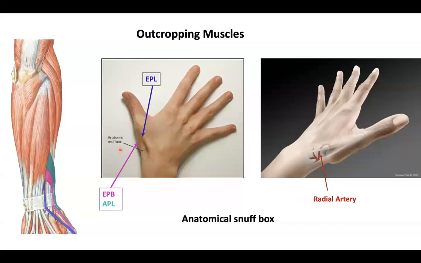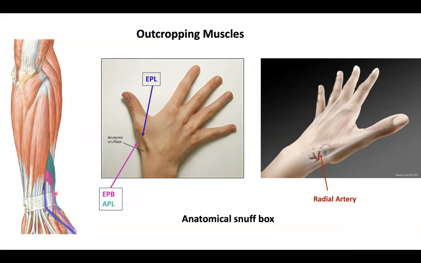And when we fully extend our thumb, there will be a depression at the base of the thumb. And this depression is known as anatomical snuff box, or is known as radial fossa. So these three outcropping muscles form the boundary of the radial fossa or the anatomical snuff box. And this snuff box has two boundaries, anterior and posterior boundary, or medial and lateral boundary.